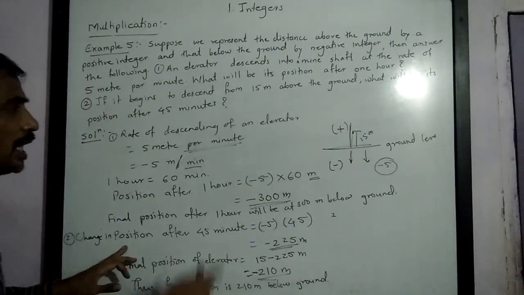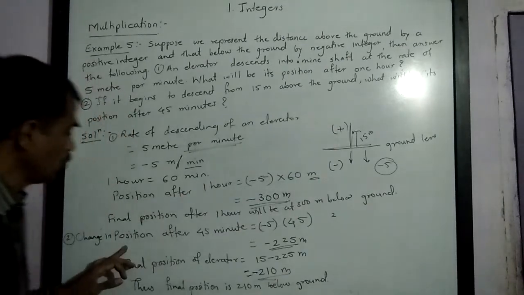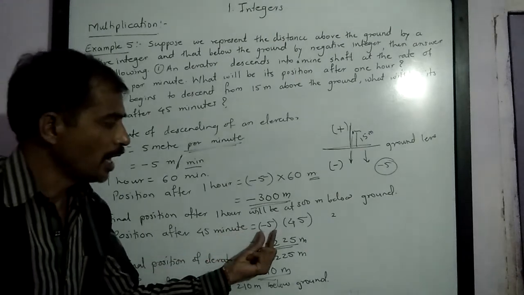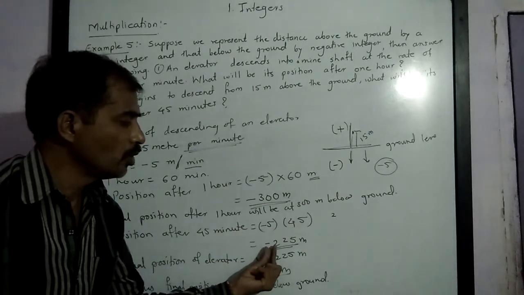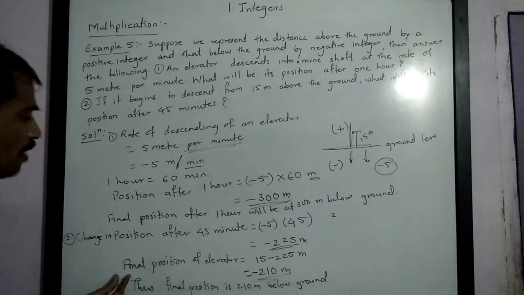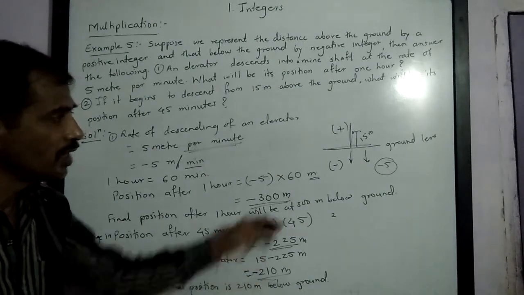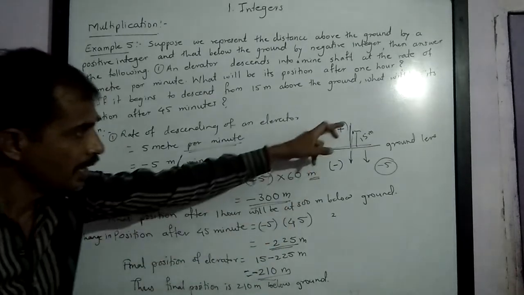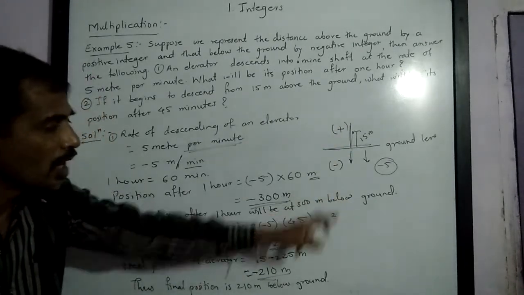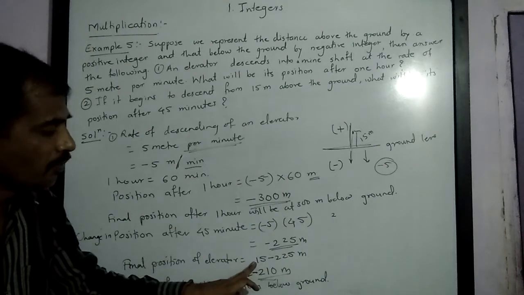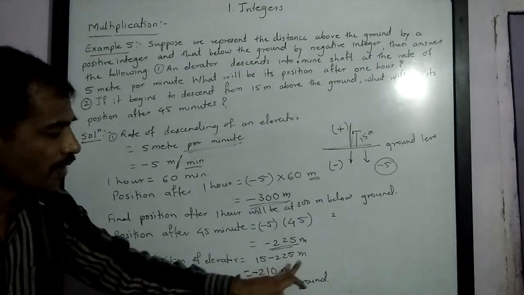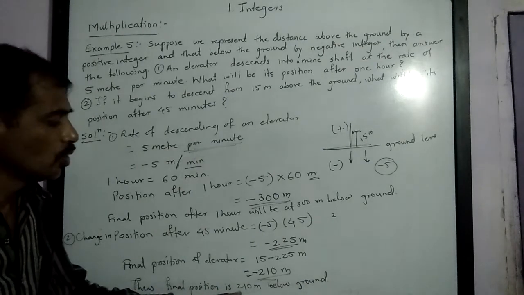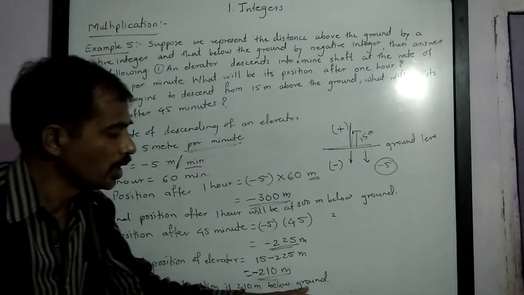Please note, I have made this change. Change in position, because it has started from 15 meters, so that is not the final position. So change in position after 45 minutes is minus 5 into 45, that will be negative 225 meters, and final position will be plus 15, since it has started 15 meters above the ground and it has covered 225 meters downside. So final position will be 15 minus 225, that is equal to negative 210. So thus final position is 210 meters below the ground.